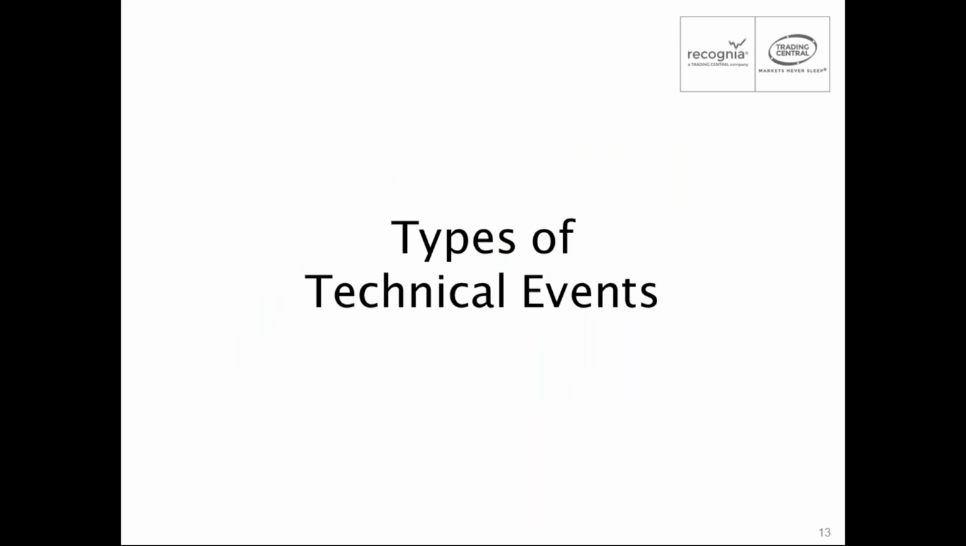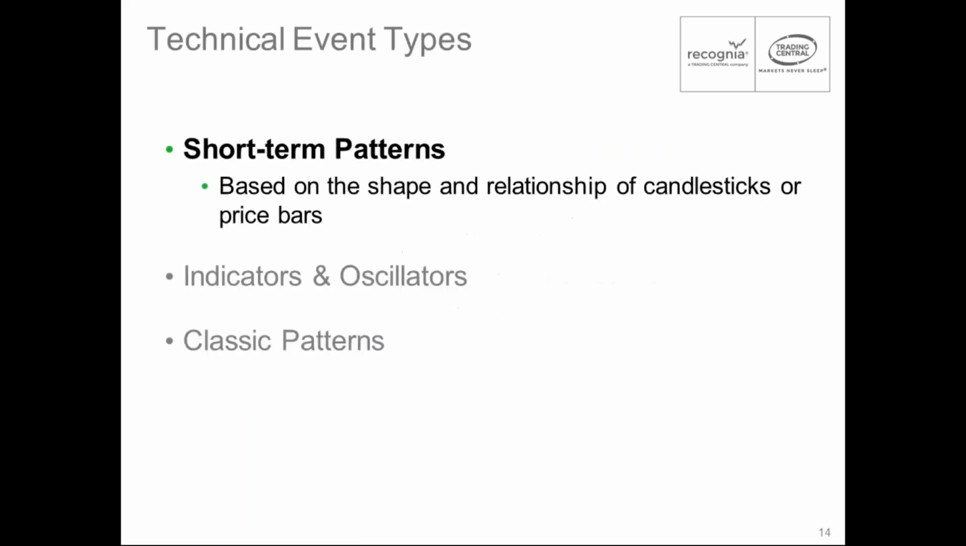So I mentioned that Recognia has a bit of a different way of doing technical analysis in the sense that we don't make you do it on a chart-by-chart basis. We have what's called an event-driven approach to technical analysis, meaning that we analyze all the securities that trade on the exchange, and we look for what are called technical events. And technical events are things that are of interest to a technical trader. So we divide these into 3 different event classes.